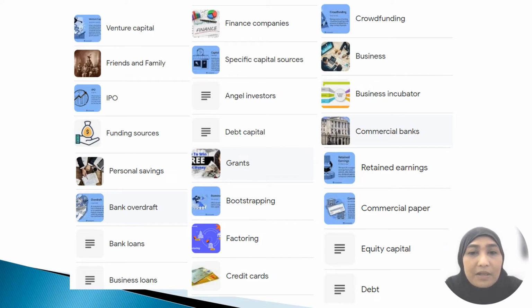I have categorized them into internal, external, or debt and equity. We have venture capital, which is actually under equity. We have friends and family. Some books categorize it under internal funds, some under external funds. It depends. But when I did my PhD, the topic of my thesis was actually on sources of capital, so I categorize friends and family under internal funds. And then IPO relates to public funds, so it is external as well.